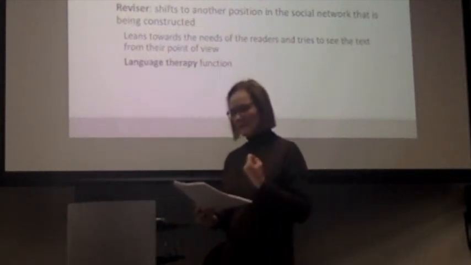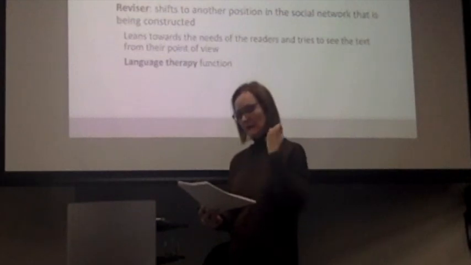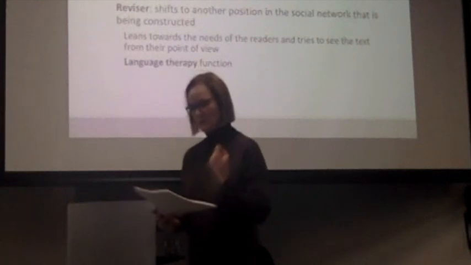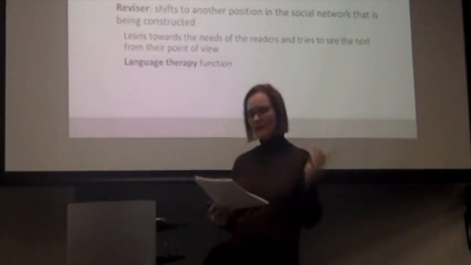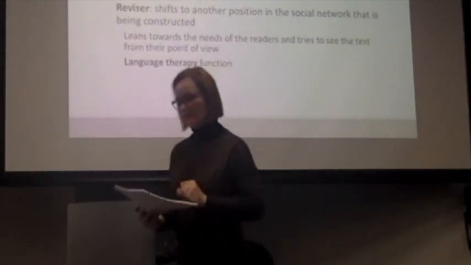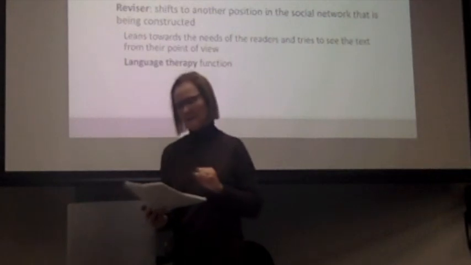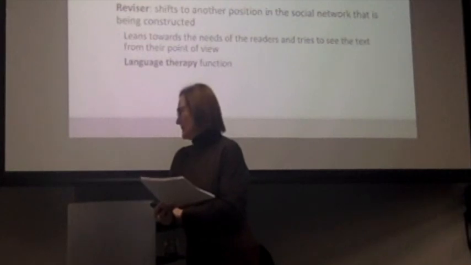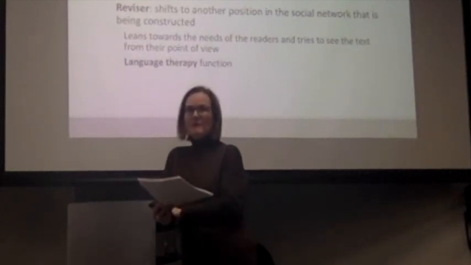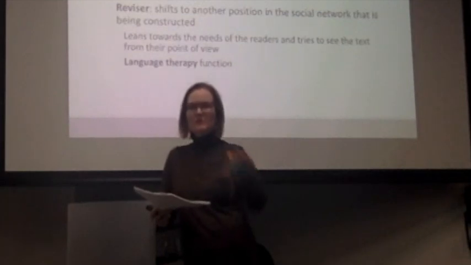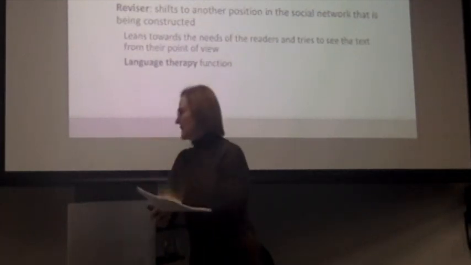It then goes on to say that the translator is the person doing the gatekeeping function. The translator is the person who tries to find the balance between the author and the reader. In other words, the retrospective and the prospective orientation. Whereas the reviser shifts to another function in the social network that is being constructed. Now, by the way, the terms social network and actor and agent are not Mossop's terms. They are terms that I apply.